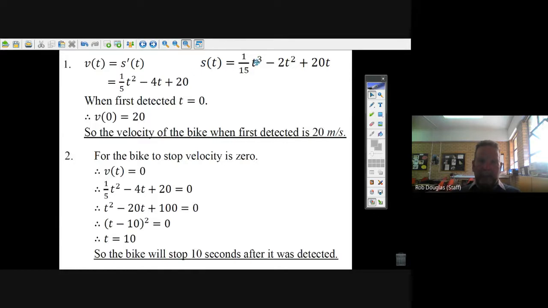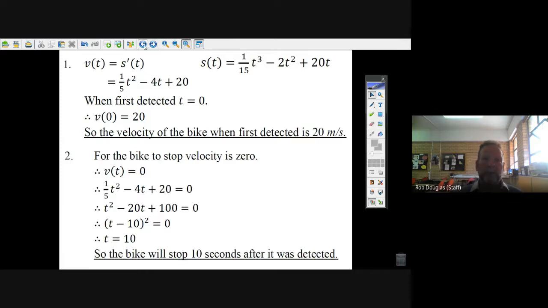If we take the derivative, 3 times 1/15 is 1/5. Bring down the 1, t squared. 2 times minus 2 is minus 4t. 20t is just 20. There's the equation. We let t equal 0. We put 0 in there, and we get the velocity right in the beginning is 20 meters per second. So the velocity of the bike when first detected is 20 meters per second.